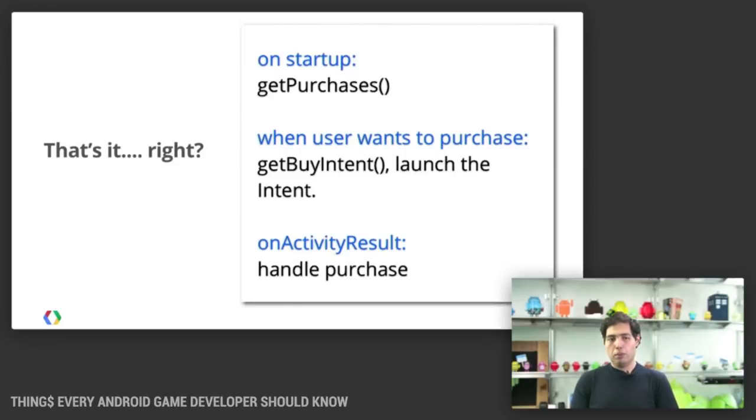So on startup, you call getPurchases to see what the user owns. When the user wants to purchase something, you call getBuyIntent and then launch that intent. And on your activity's onActivityResult callback, you handle that purchase.